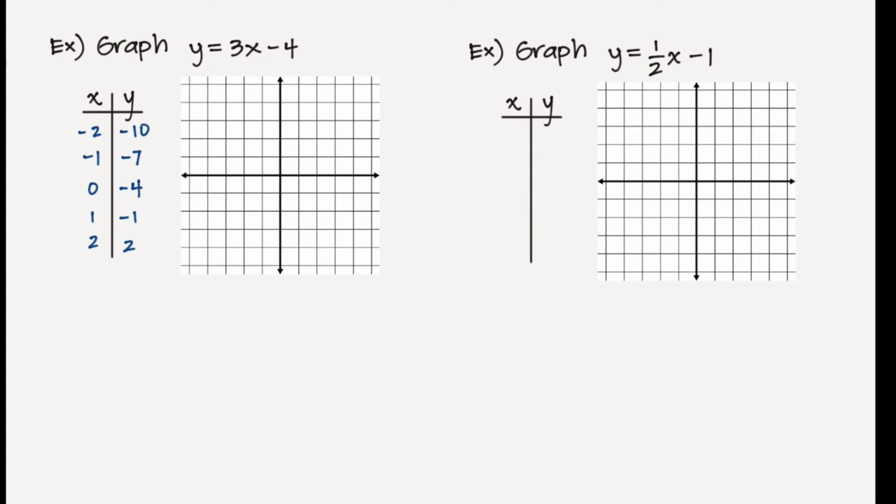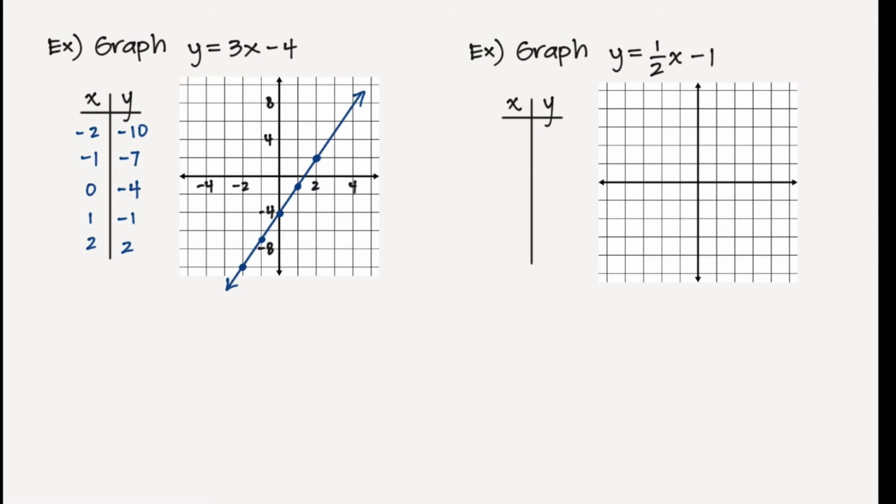All right, I'm going to go ahead and label my graph quickly, and then I can plot all 5 of my points. Since I need to go all the way to -10, I'm going to count by 2's on my y-axis instead of just counting by 1's. So I have -2 all the way down to -10, and then -1 down to -7, 0 down to -4, 1 down to -1, and then 2 up 2. And then I can connect my 5 points, and it makes a straight line.